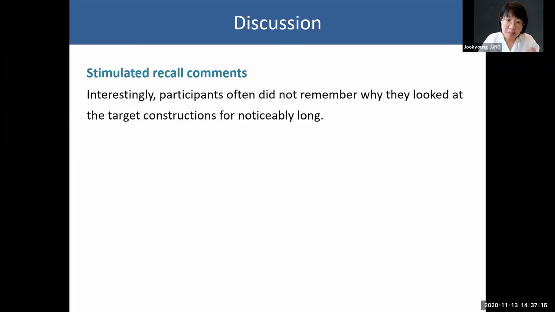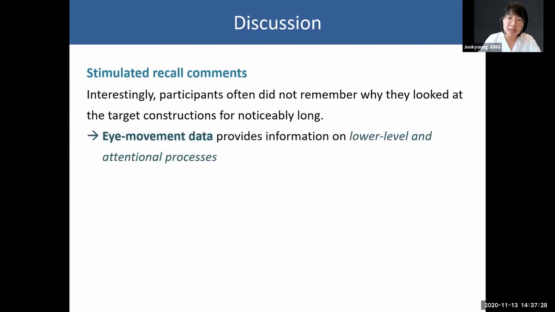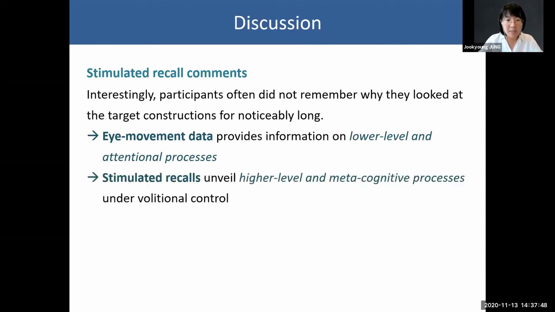And in the stimulated recall comments, interestingly, participants often did not remember why they looked at the target constructions for noticeably long. They could not recall. And this may indicate that, together with the lack of impact of input enhancement and task manipulation on the GJT scores, eye movement data provides information on lower level attentional processes, whereas stimulated recall unveils higher level and metacognitive processes under volitional control, which is verbalizable, right?